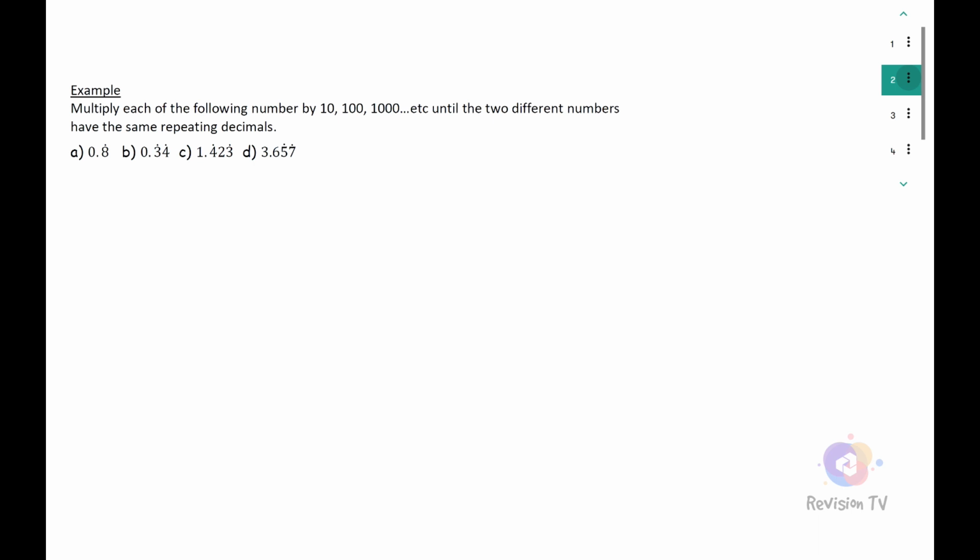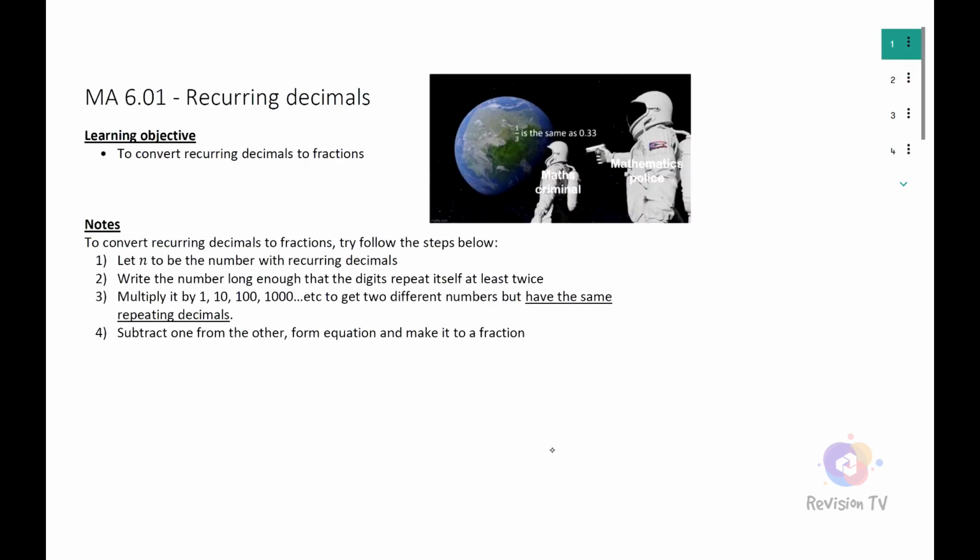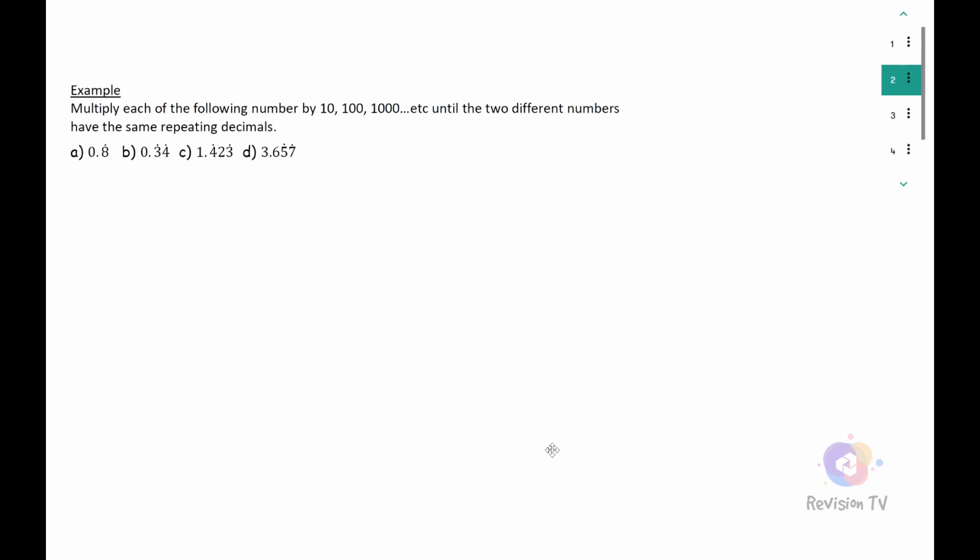In the first example here, we're going to do the first three steps just to get used to what I mean by writing two different numbers with the same repeating decimal. So it's a bit of a warm up before we go to the real question. We're going to multiply each of the following numbers by 10, 100, or 1,000 until two different numbers have the same repeating decimal.